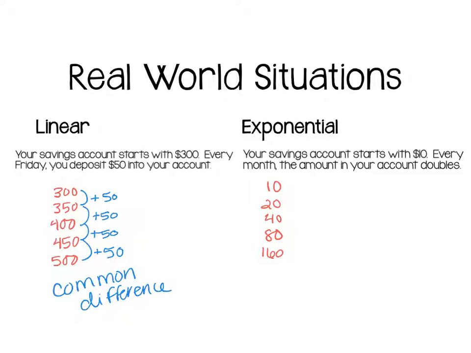But here, I'm not just adding 10 each time. What I'm doing is I'm multiplying by 2. So that's a common ratio. Because if it's doubling, I can't just add 10 to each one and have it be correct.